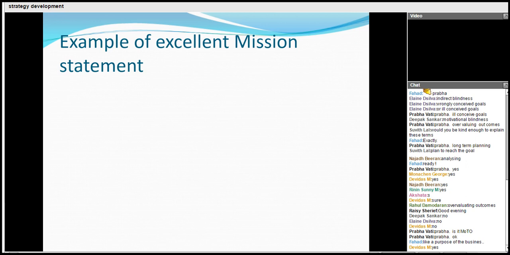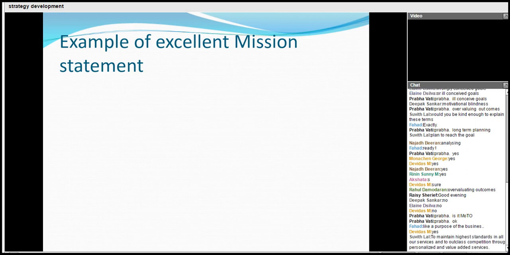Now, can anybody give me an example of a mission statement? Or maybe where you work? What is the mission of your organization where you work? I hope you're not studying with your boss, because if your boss is here and you cannot give the mission statement, maybe tomorrow morning you might be fired.